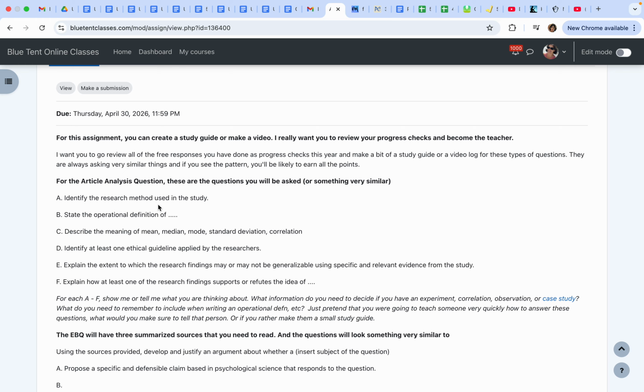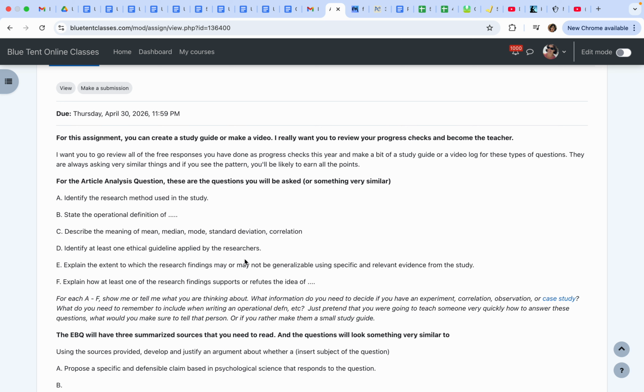So here you are, the night before the AP exam, and you are the teacher, and you want to help somebody understand what are the possible research methods that they could ask you about. What do I have to think about when I want to write the operational definition? I need to be able to describe mean, median, mode, standard deviation, or correlation. Those are going to be the general questions of Part C.